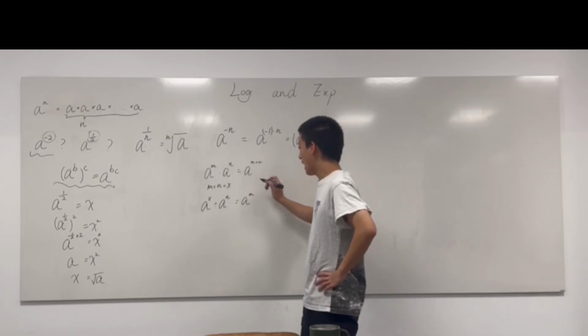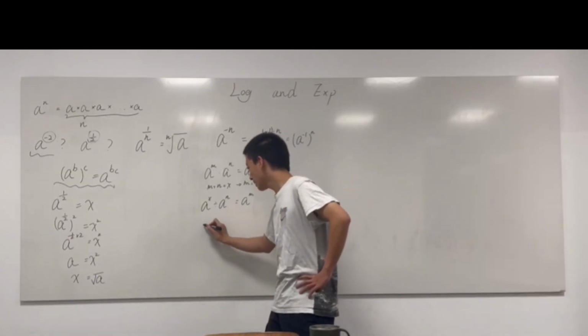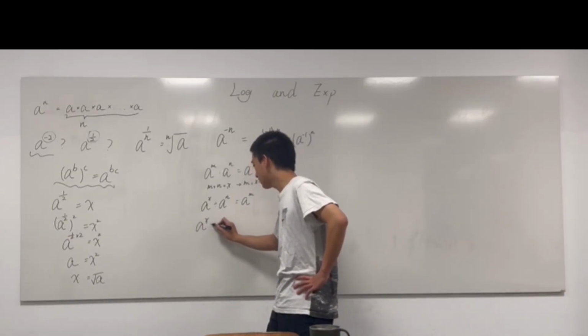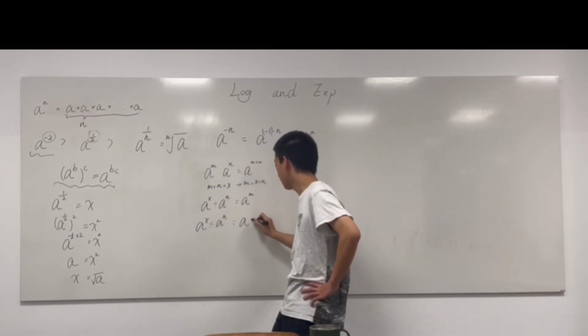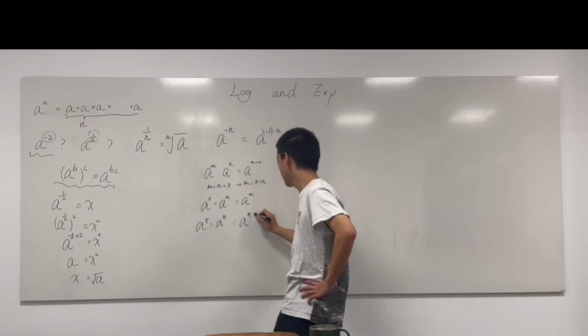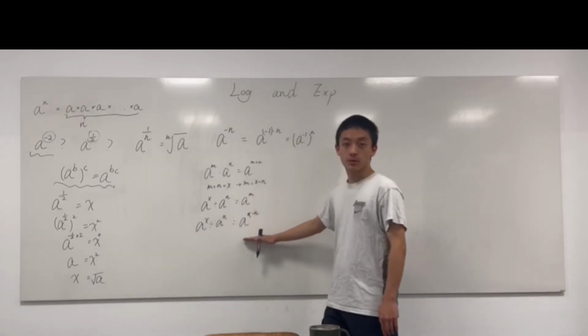Because m plus n equals x, therefore m is equal to x minus n. So we can get the formula that a to the power of x divided by a to the power of n is equal to a to the power of x minus n. This formula is really important.